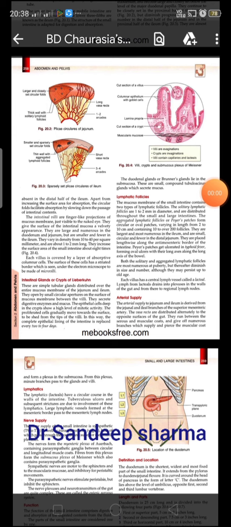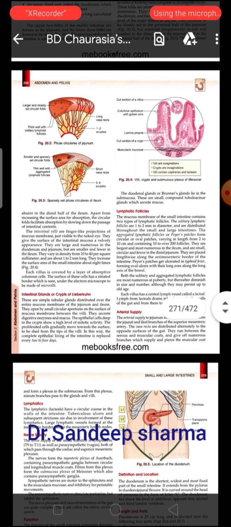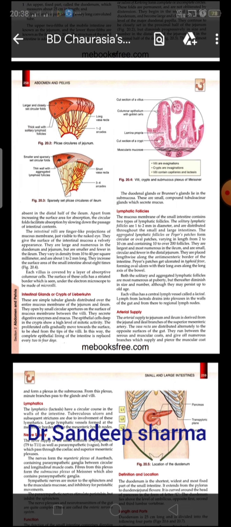Here the duodenal glands, or Brunner's glands, lie in the submucosa. These are small compound tubulo-alveolar glands which secrete mucus. These are the duodenal glands, also called Brunner's glands. Next we will discuss the lymphatic follicles.